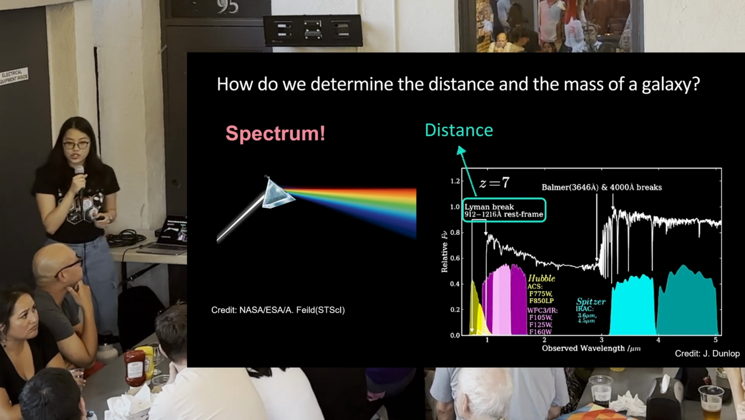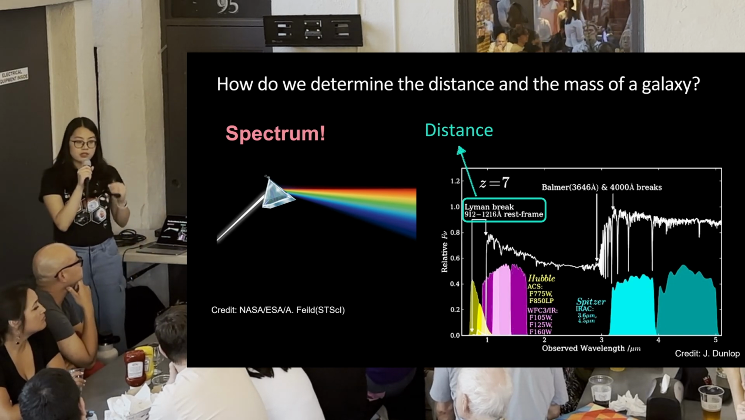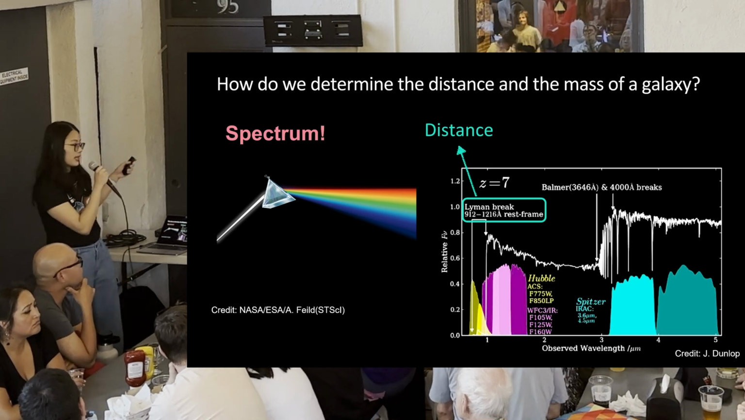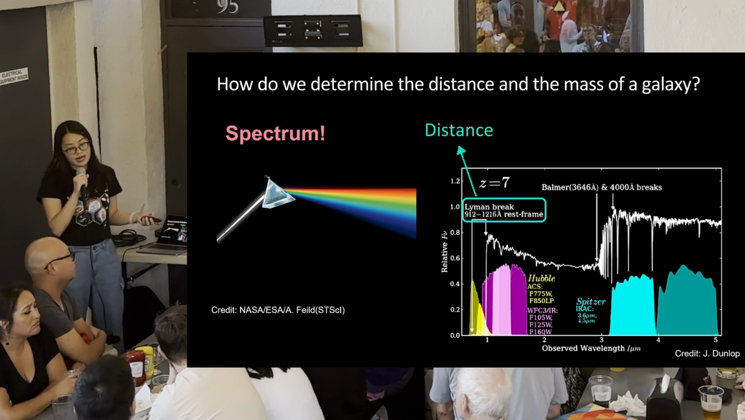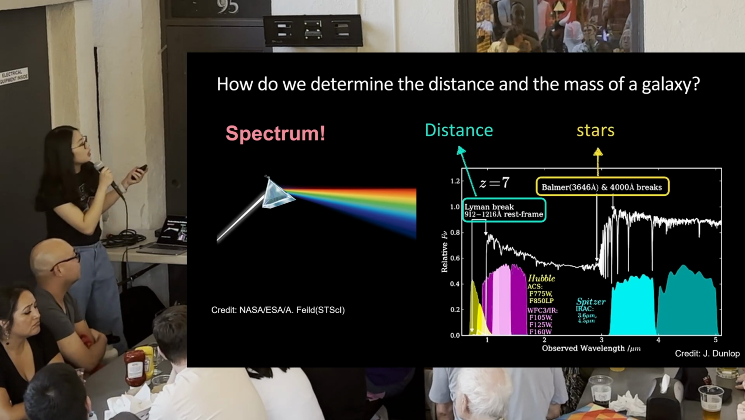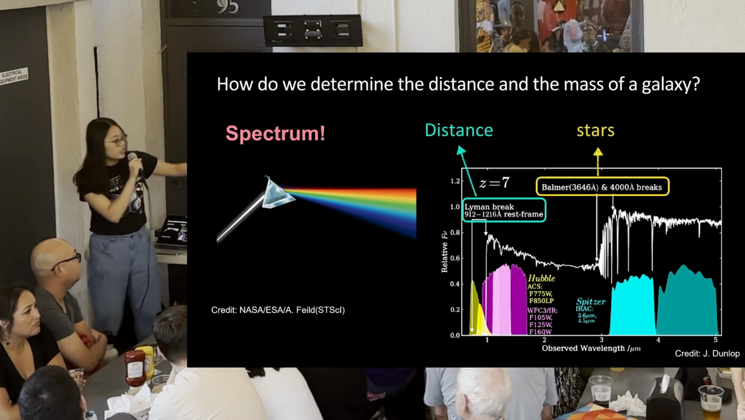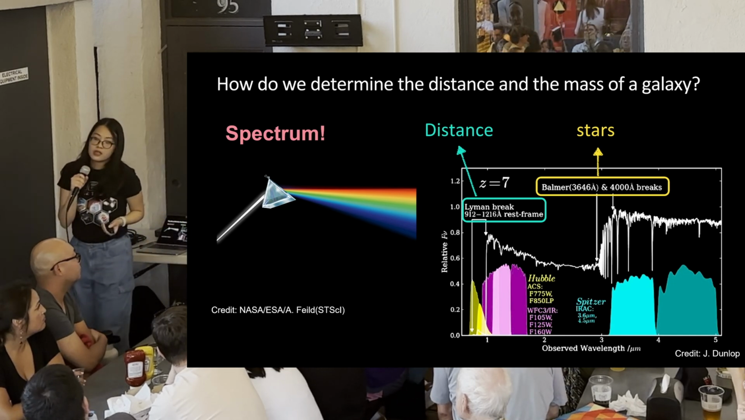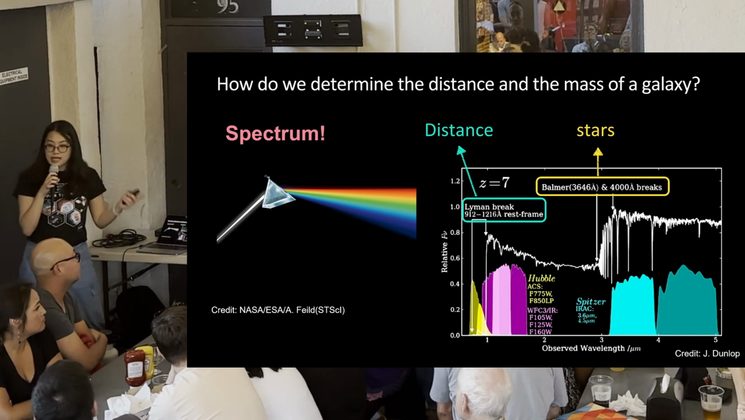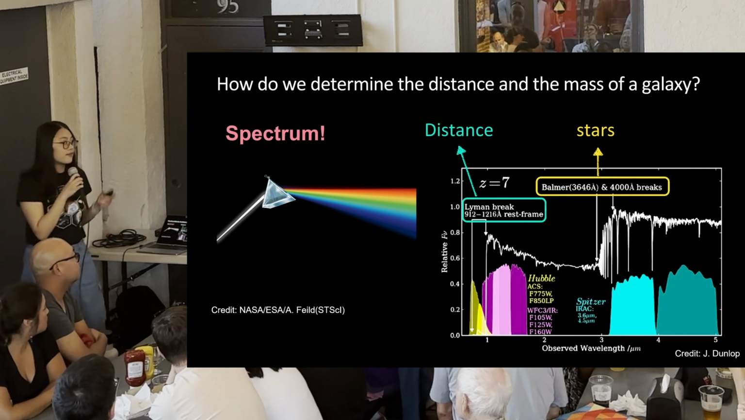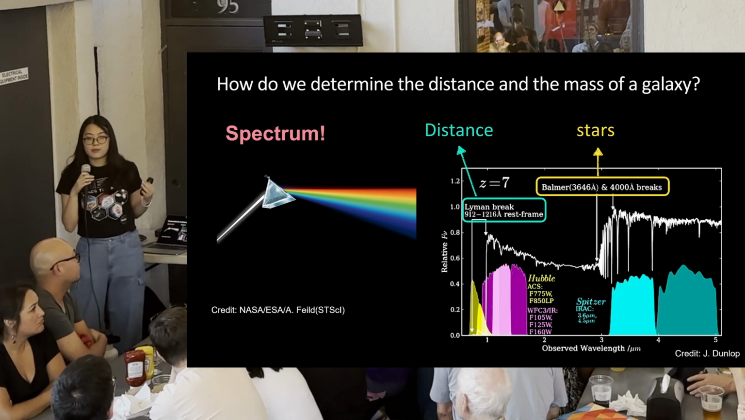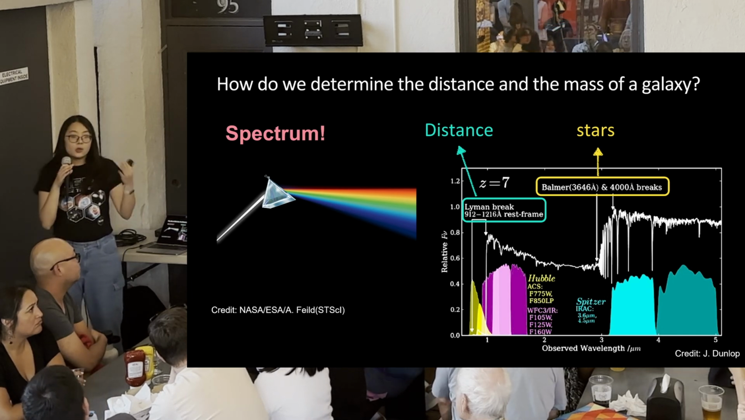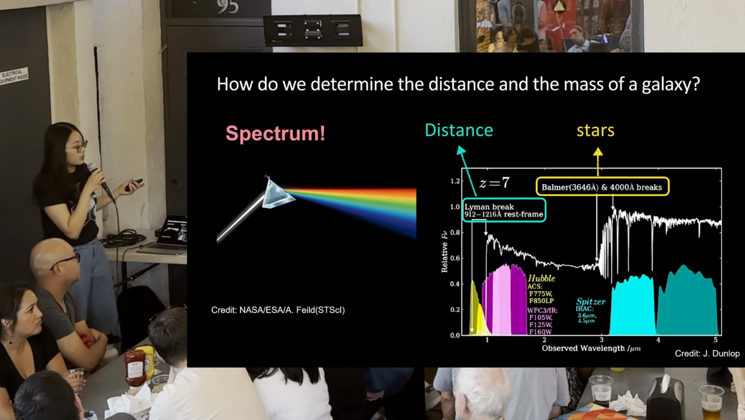The first break at a shorter wavelength is very sensitive to the distance of the galaxy. If we can measure where the break happens, we'll be able to tell how far the galaxy is from us. And there's a second break, in the center of the plot here, which we call the Balmer break. The strength of the second drop is very sensitive to a lot of information about the stars sitting in the galaxy. For instance, how old are those stars and when did they form?